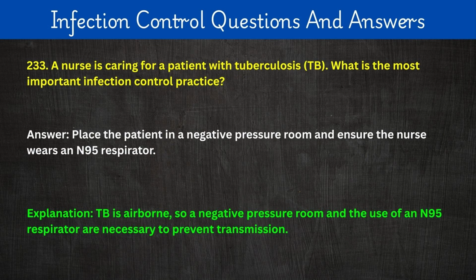233. A nurse is caring for a patient with tuberculosis, TB. What is the most important infection control practice? Answer. Place the patient in a negative pressure room and ensure the nurse wears an N95 respirator. Explanation. TB is airborne, so a negative pressure room and the use of an N95 respirator are necessary to prevent transmission.